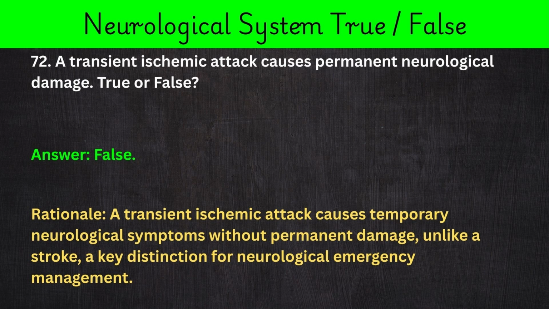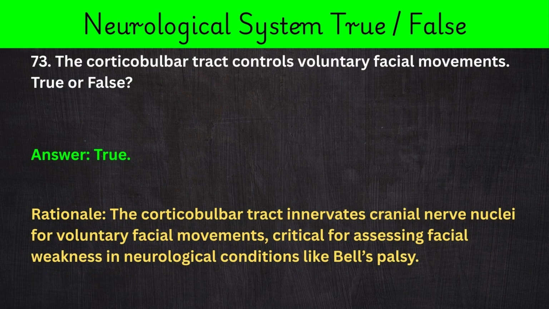72. A transient ischemic attack causes permanent neurological damage. True or false? Answer: false. Rationale: a transient ischemic attack causes temporary neurological symptoms without permanent damage, unlike a stroke, a key distinction for neurological emergency management.